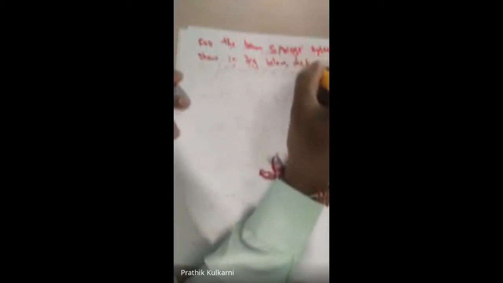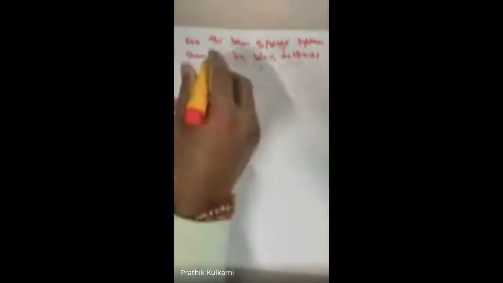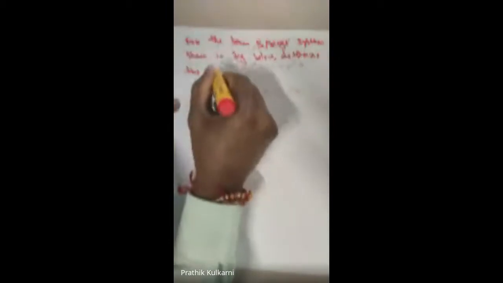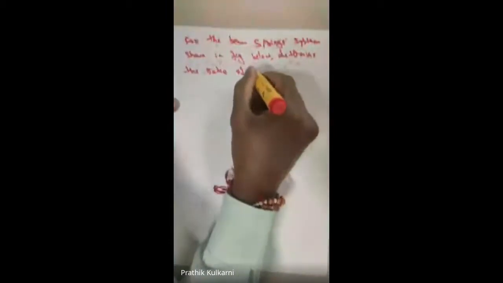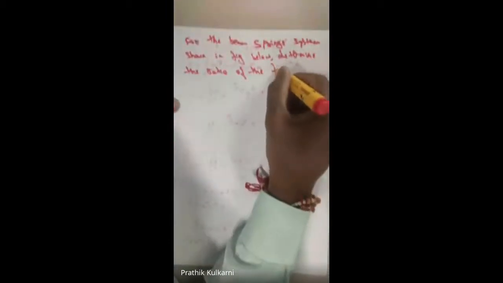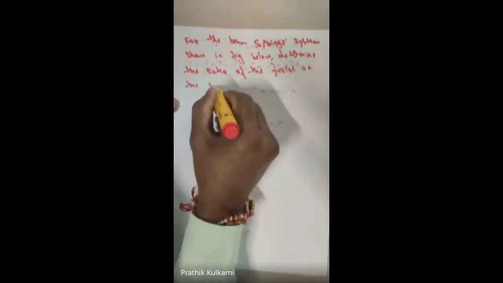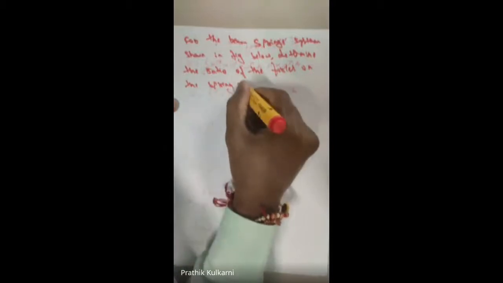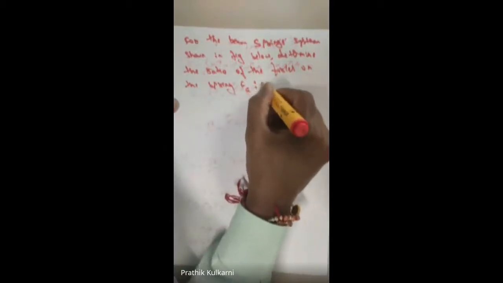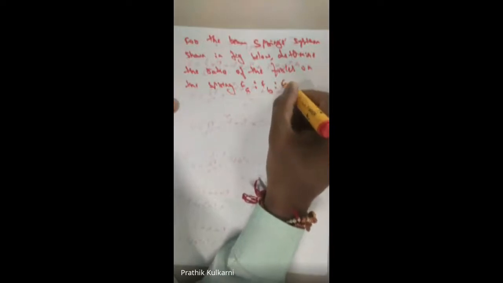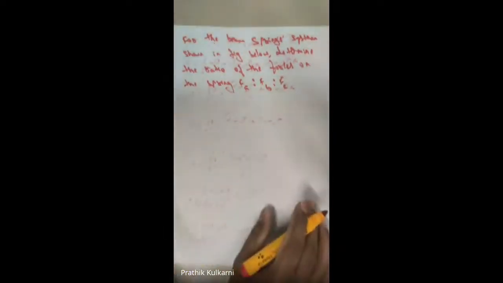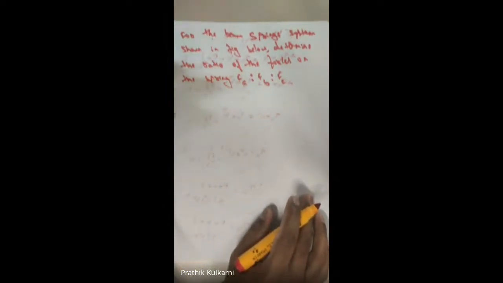determine the ratio of the forces on the springs FA is to FB is to FC. You have to find out what are the forces in those springs, each one you have to find out. FA is to FB is to FC.